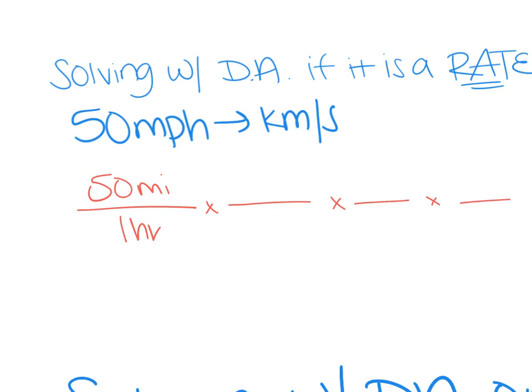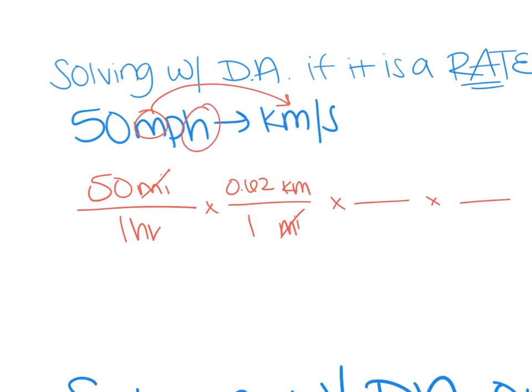Miles. Okay. Miles, do you see how it's on top of my fraction? So to get rid of it, I want to go miles down below. Do I have a direct conversion from miles to kilometers? I do, yes. 1 mile is 0.62 kilometers, okay? So my miles cancel out, and now my answer would be given in kilometers per hour. But do I want it per hour? I want it per second.